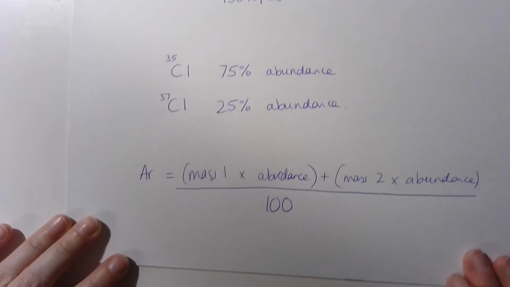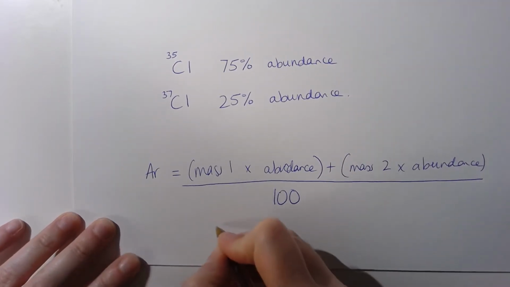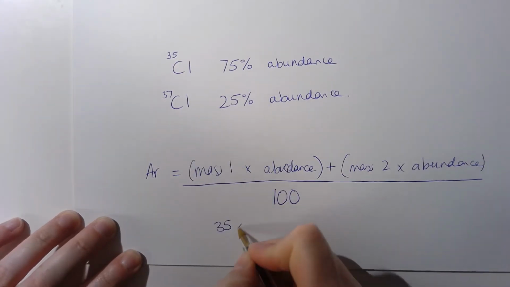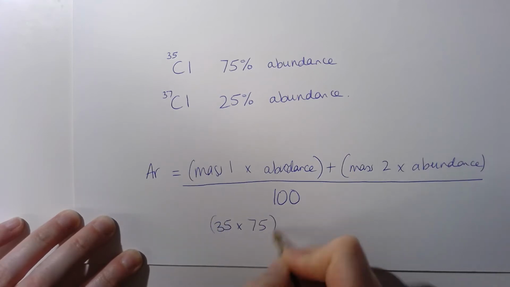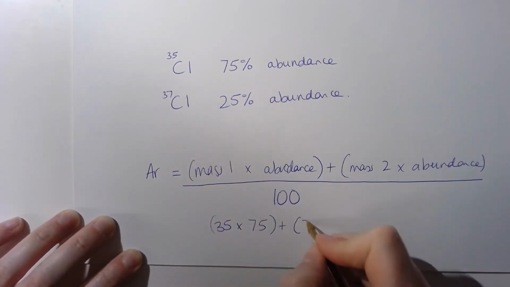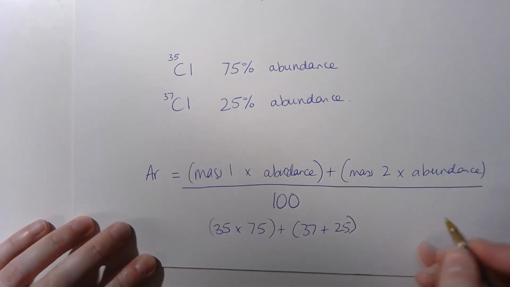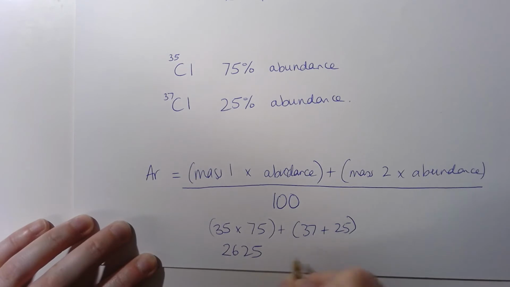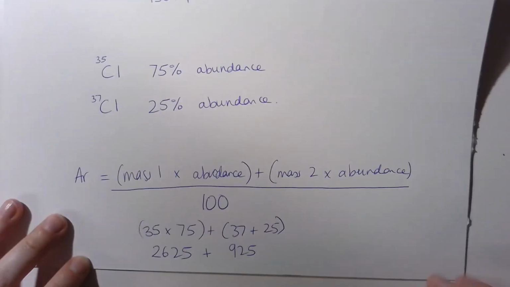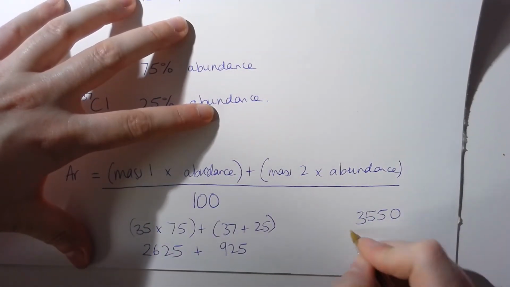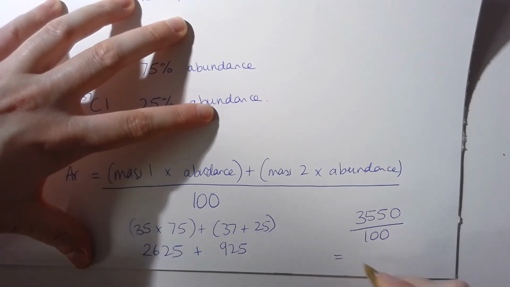percentage. So for example, for chlorine, we actually have 35, which is our mass. We then have 75, which is our abundance, and we're going to add that to our 37 times the 25. So overall, that equals 2,625 added to 925. So those added together will equal 3,550 divided by 100, which will equal the 35.5.